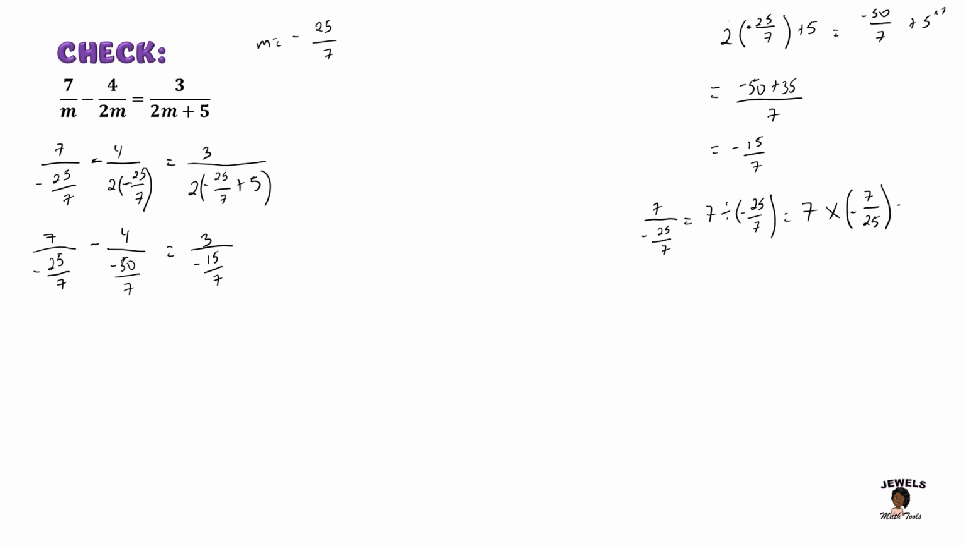And now we're going to multiply to get our answer. So 7 times 7 is going to equal 49, and my denominator of 25 will stay the same. So that's the first step. Well, our first fraction. So we have negative 49/25.